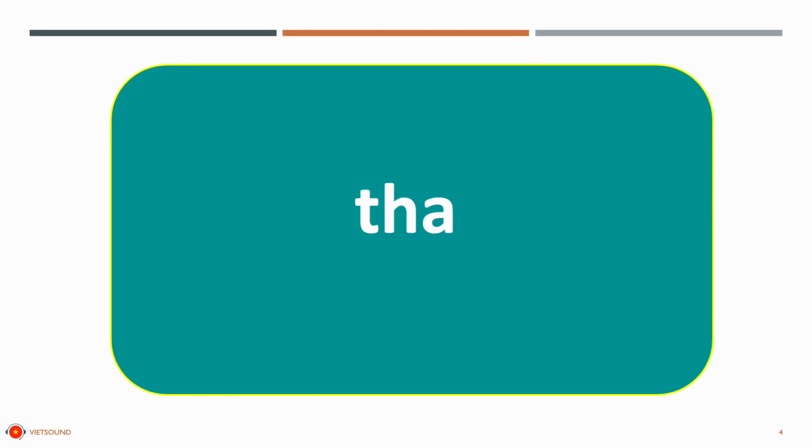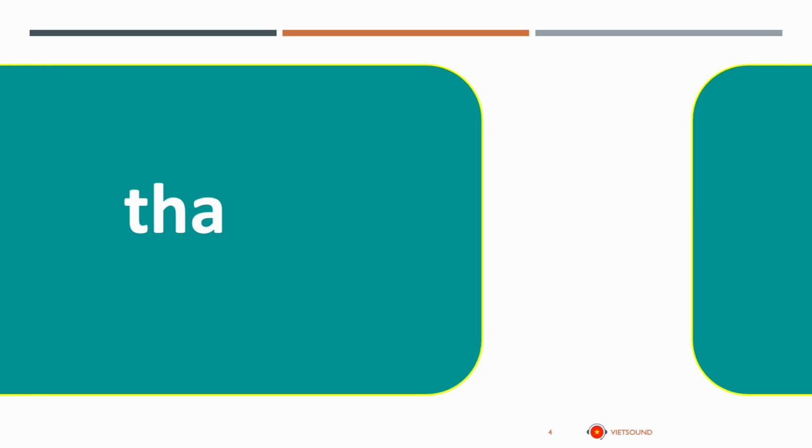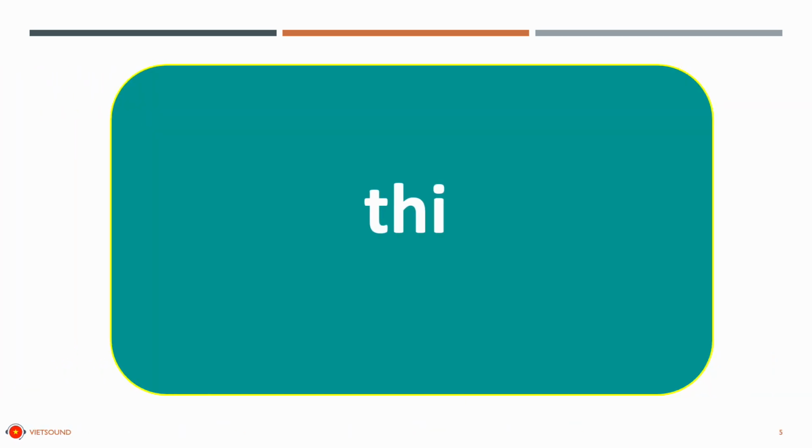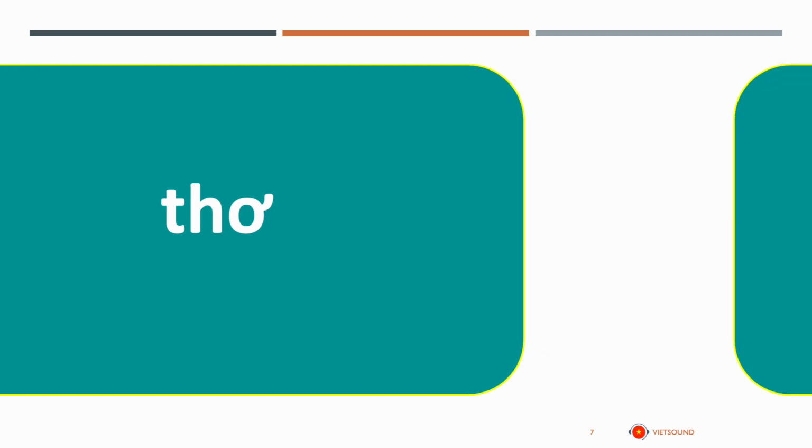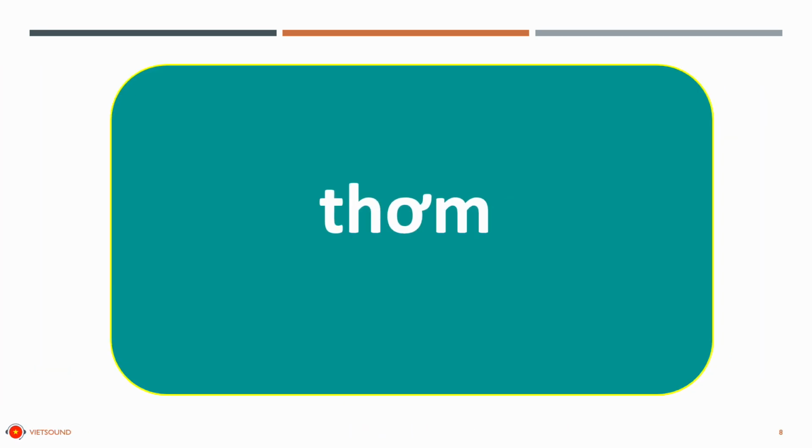Let's practice saying some words with the T sound. I'm going to say the word first, then you will have a few seconds to copy exactly how I pronounce the word. The first word is tha, thi, thu, thơ, thơm.